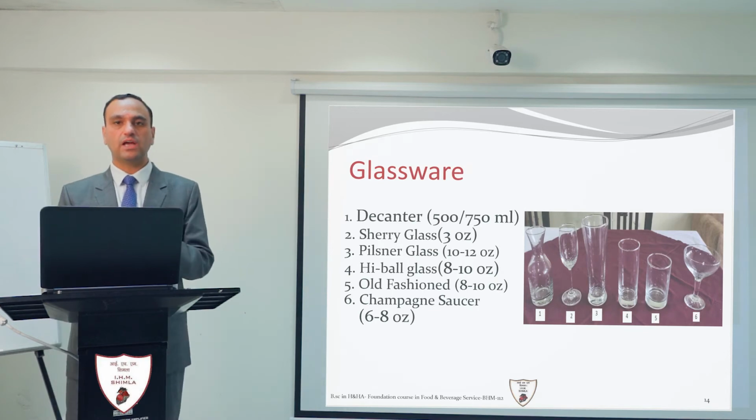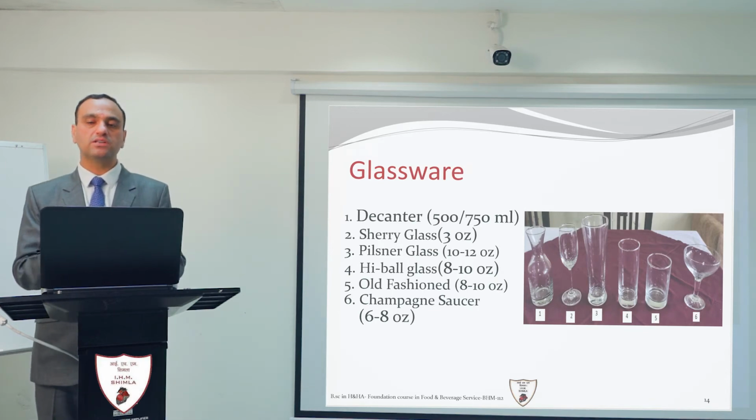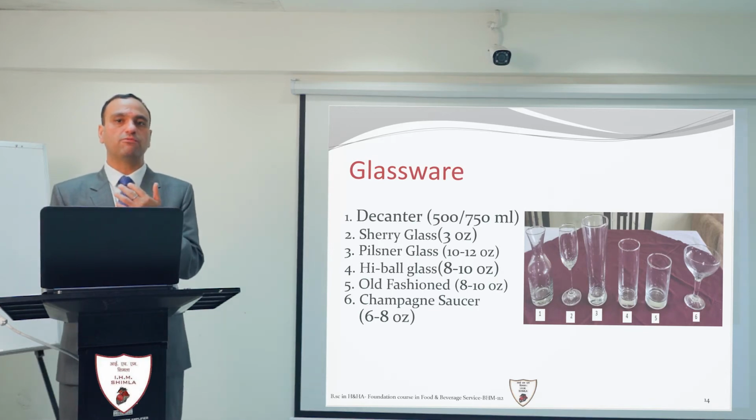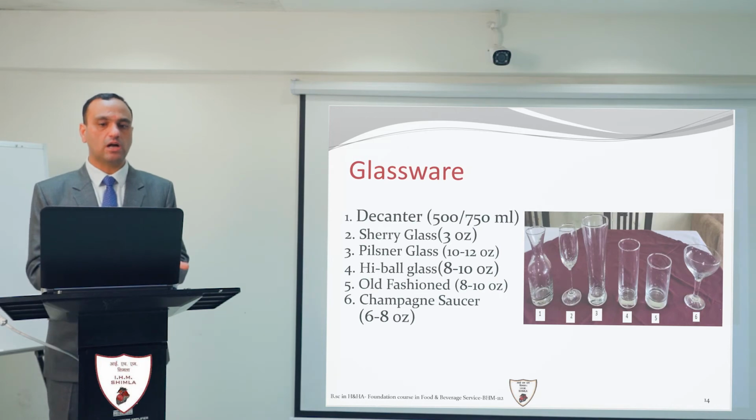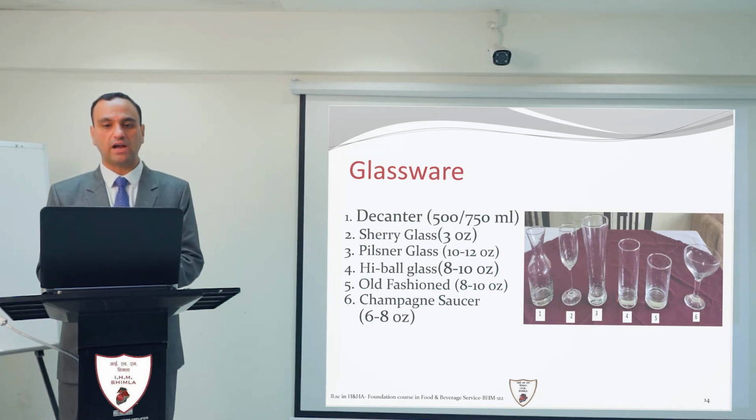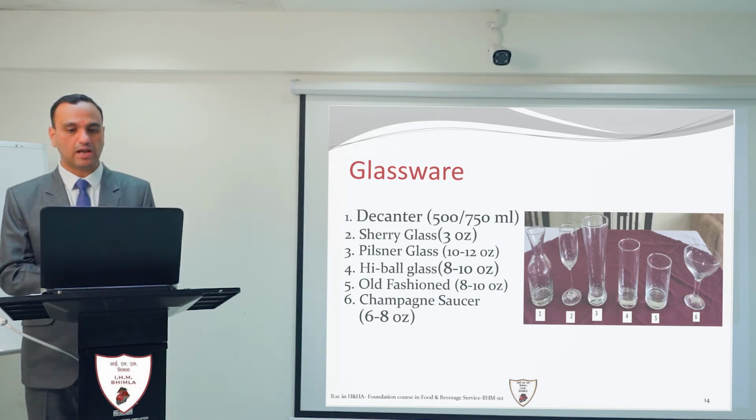Decanter means we are going to serve chasers. Chasers means, for example, we are going to serve whiskeys along with water and soda. So water and soda will be carried in decanters. It comes in the capacity of 500 to 750 ml.